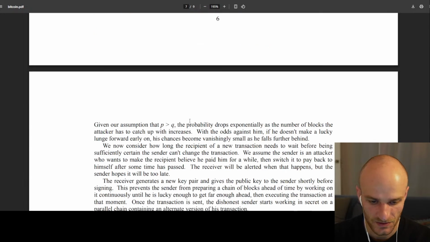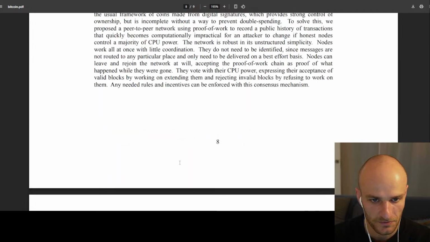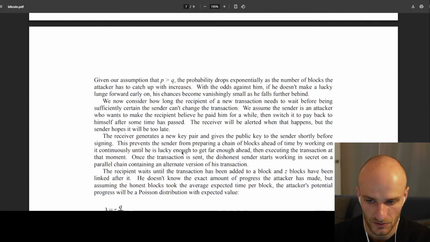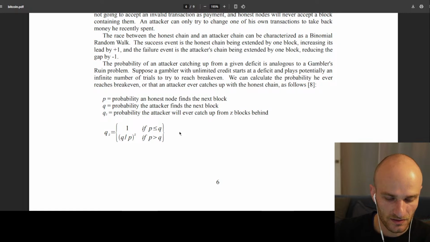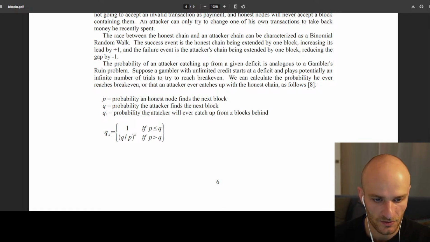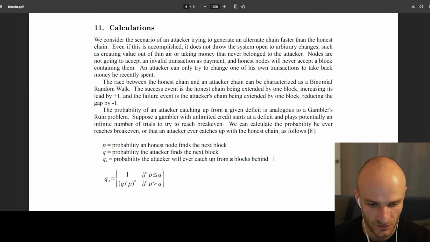So here there's the mention of Note A, Feller, An Introduction to Probability Theory and Its Applications. Okay, so p is the probability an honest node finds the next block. q is the probability the attacker finds the next block, and q_z is the probability the attacker will ever catch up from z blocks behind. So the attacker starts his series of tries to find the next block when he has a disadvantage of z blocks.